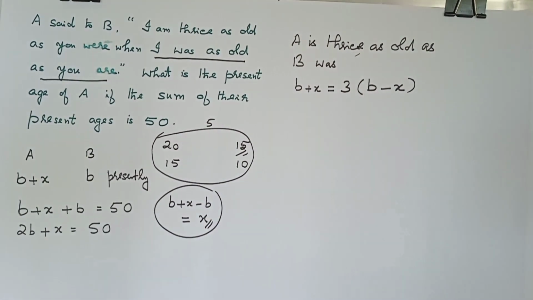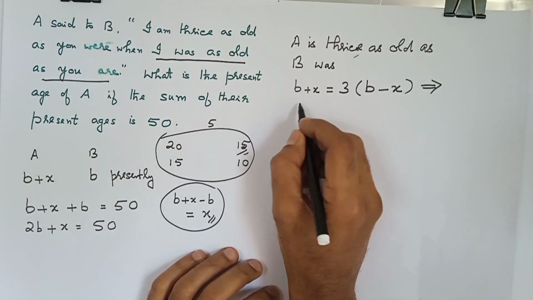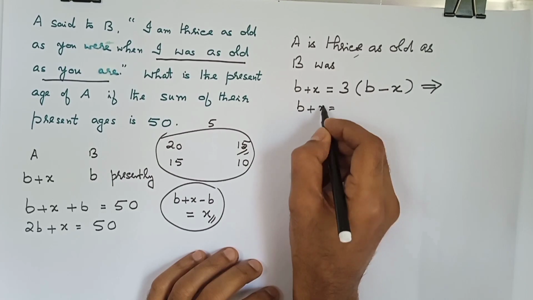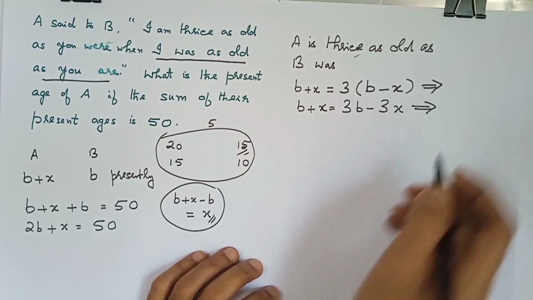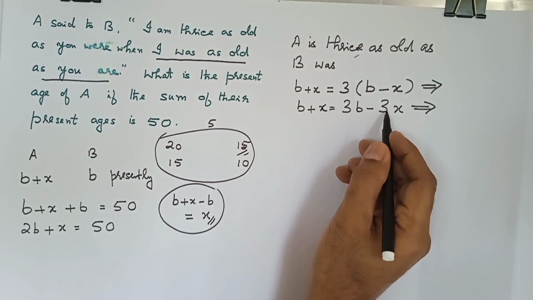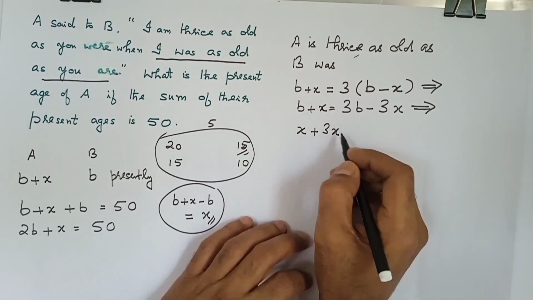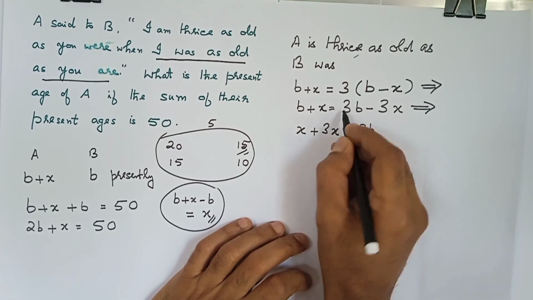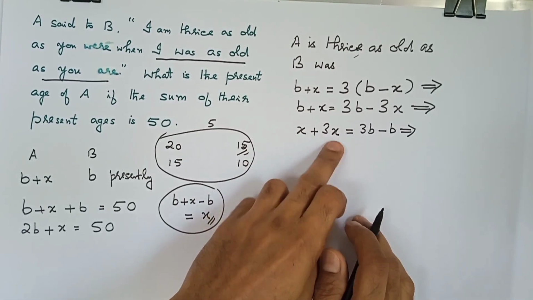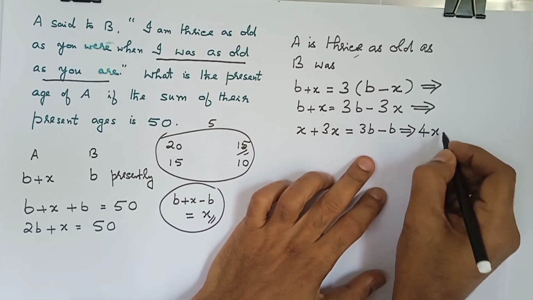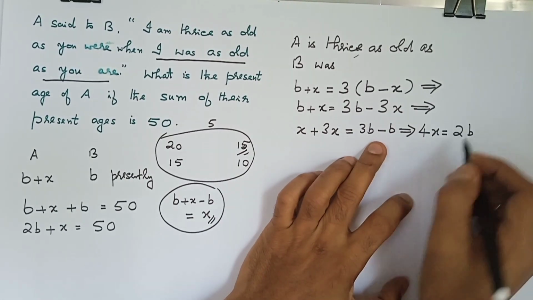Now this is the second equation. Now the problem is over. You just simplify this. B plus X, 3B minus 3X. Let's take 3X to this side. So it will be X plus 3X. 3B is already there. Take this B to the right side. You have X plus X, 3X, 4X. That's equal to 3B minus B, 2B.